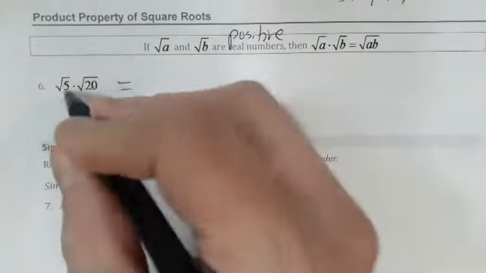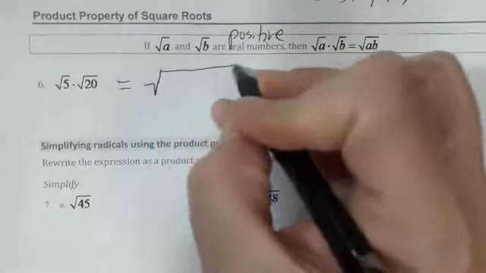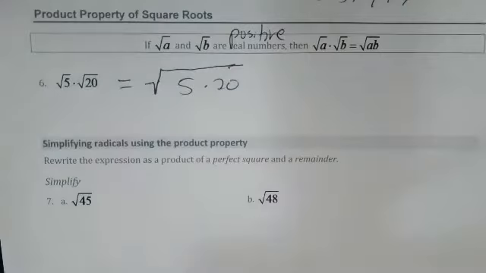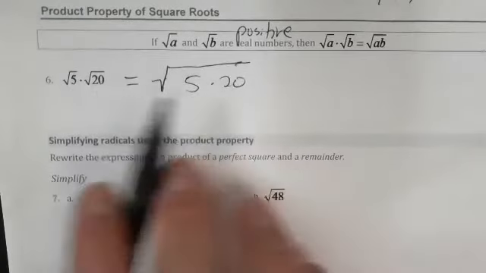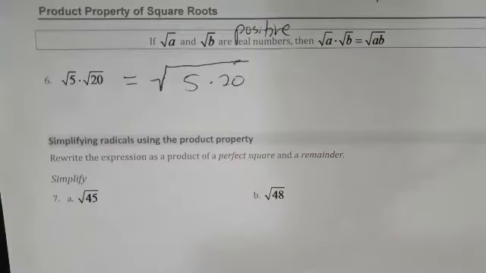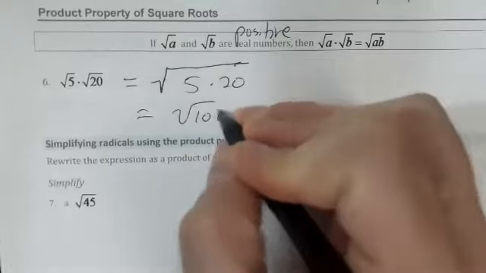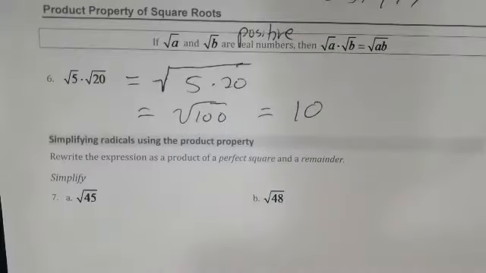So if I have root 5 and root 20 under separate roots, what this property is giving me is that I can put them under one root and multiply them together. I'm going to do 5 times 20 under one root. So we're going to use this property this way, and we're probably also going to use the property going that way. 5 times 20 is 100, root of 100. So I hope you know the root of 100 is going to give me 10.